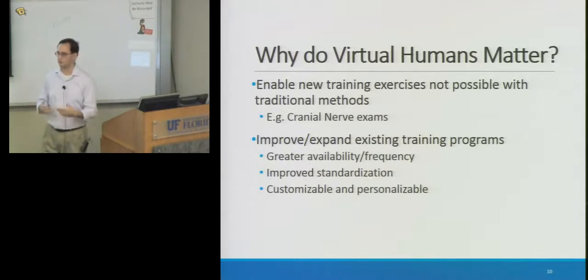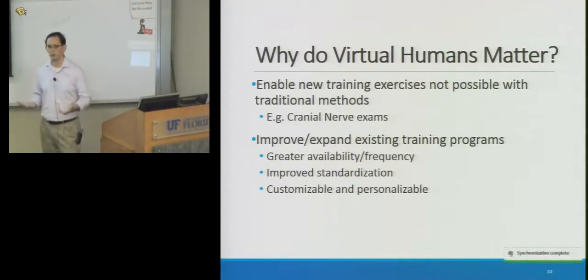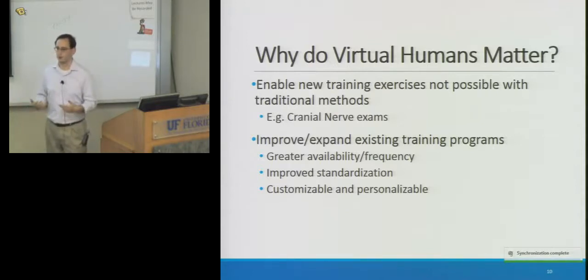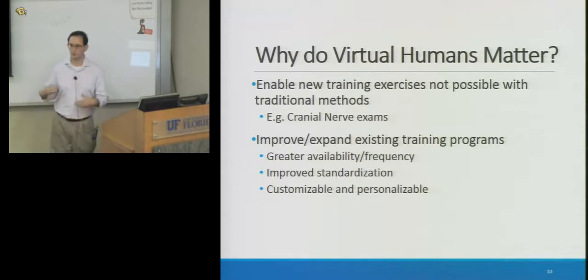We can have virtual humans exhibit any symptoms that is necessary to actually learn how to diagnose the disorder. And so now medical students can get hands-on experience seeing what cranial nerve disorders look like, get to actually use the different tools and learn to recognize what the symptoms look like. So virtual humans can open up new opportunities like this that aren't possible with traditional methods. Virtual humans can also improve or expand upon existing methods. There's at least 3 ways that they can do that.